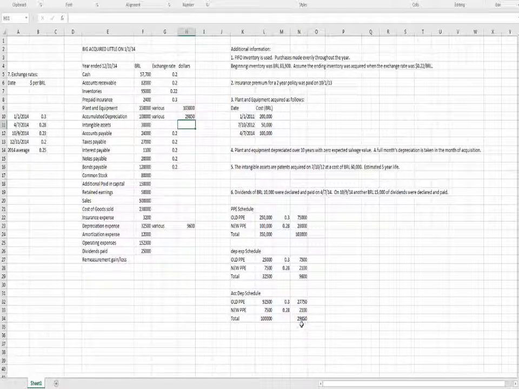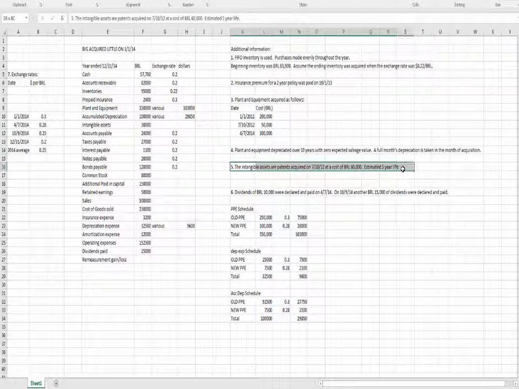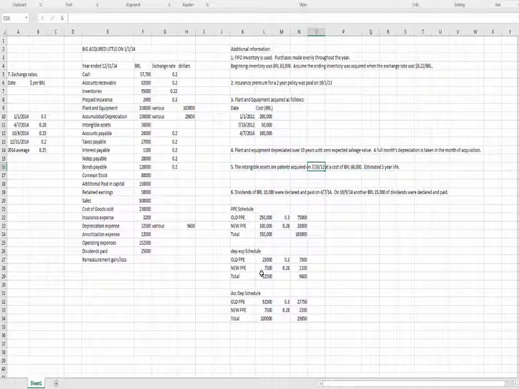29,850. Okay, intangible assets. It says the intangible assets were acquired 7/10/12 at a cost of 60,000 reals. They've been amortized for a while now. Again, the 7/10/12 is irrelevant as far as we're concerned. Time begins on January 1st, 14 when the exchange rate is 0.3.